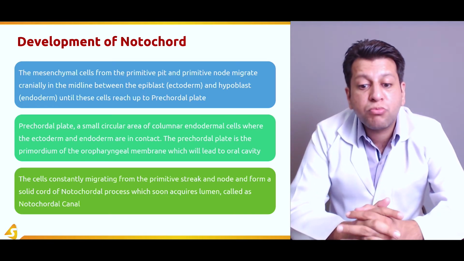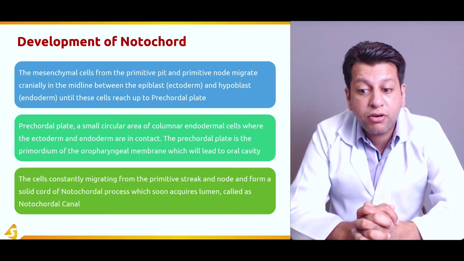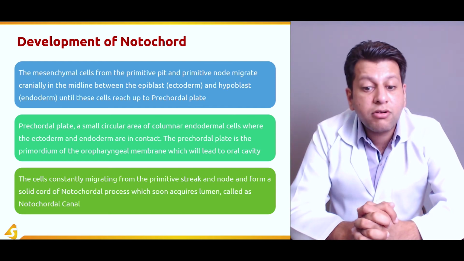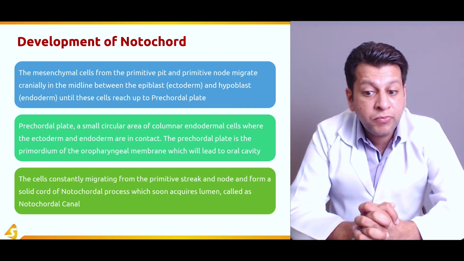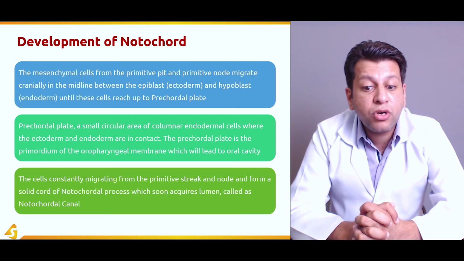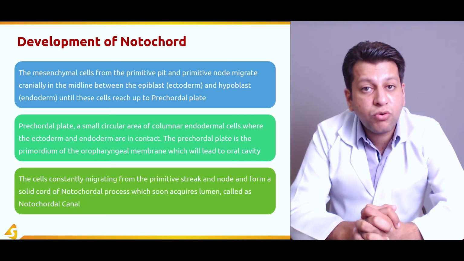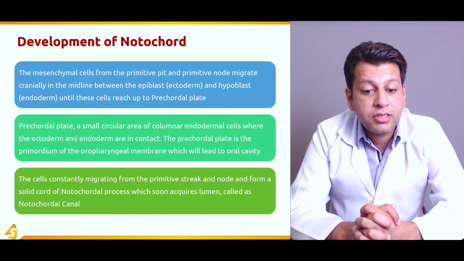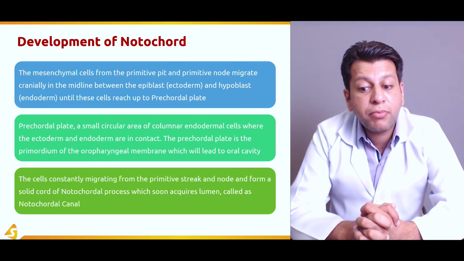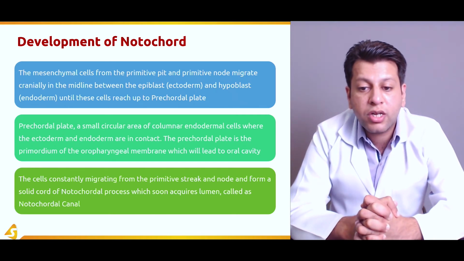The precordal plate is a small circular area of columnar endodermal cells where the ectoderm and endoderm are in contact. The precordal plate is the primordium of the oropharyngeal membrane, which leads to the oral cavity. The cells constantly migrating from the primitive streak and node form a solid cord called the notochordal process, which soon acquires a lumen called the notochordal canal.